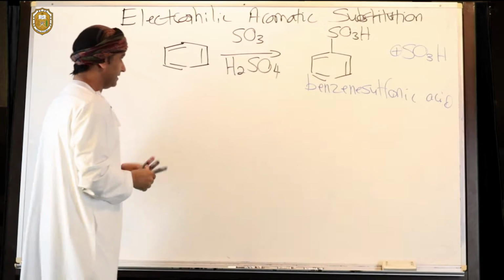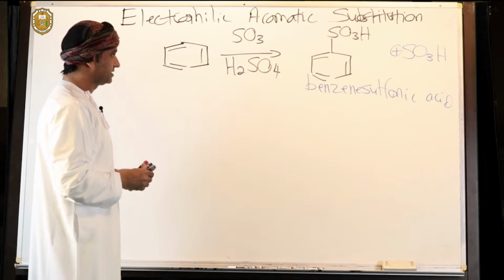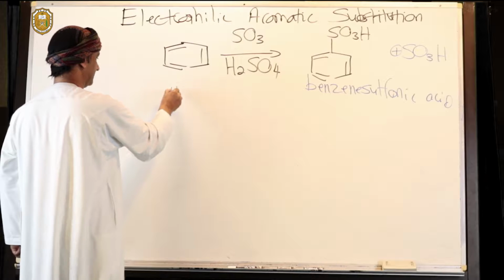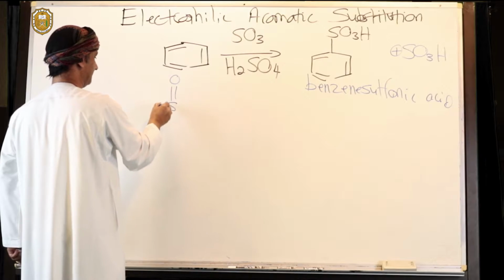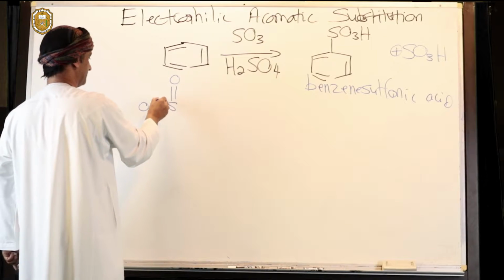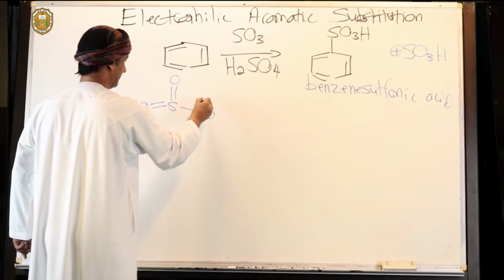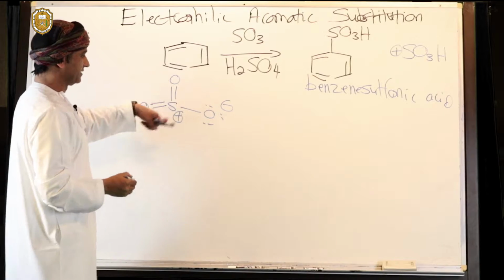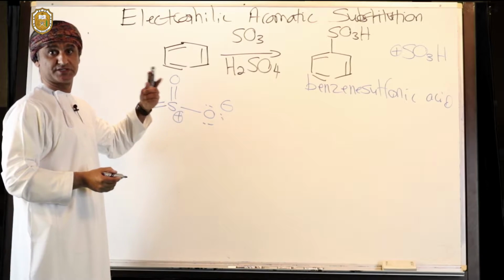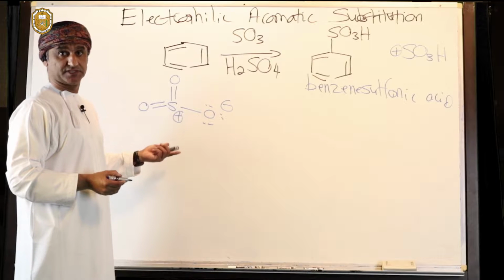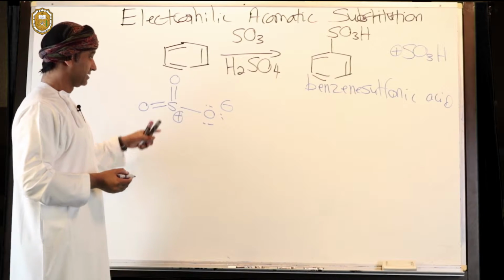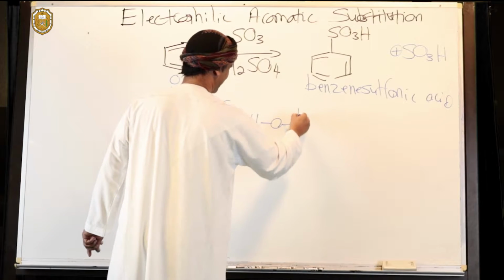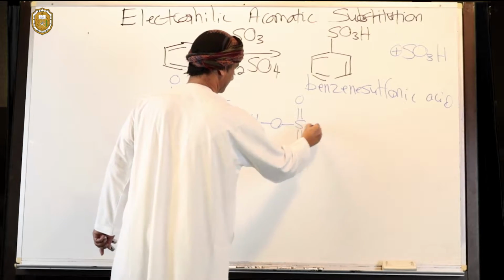Now, sulfur trioxide reacts with sulfuric acid. So this is sulfur trioxide. And of course, this is one possible Lewis structure. Of course, there is more than one Lewis structure that's possible in the case of sulfur trioxide. So this is sulfur trioxide. This is sulfuric acid. That's the Lewis structure of sulfuric acid.